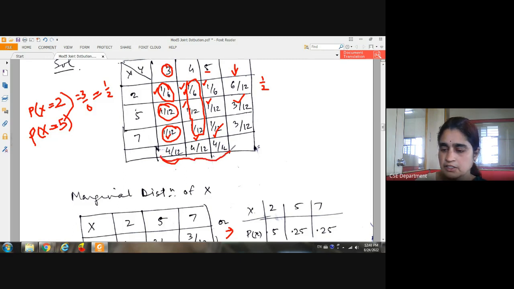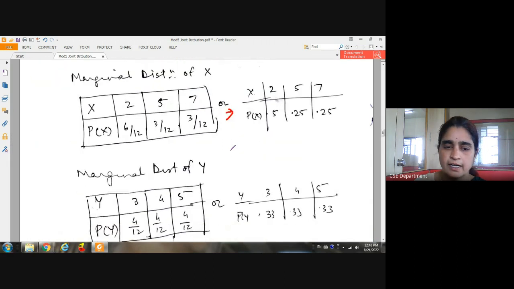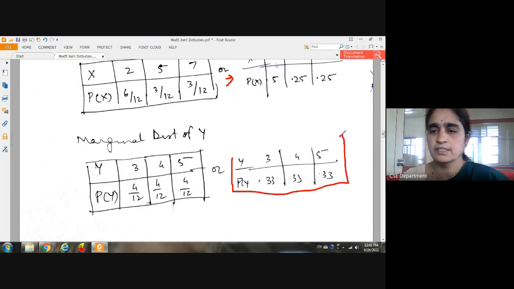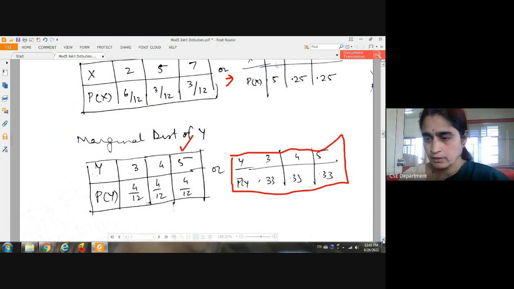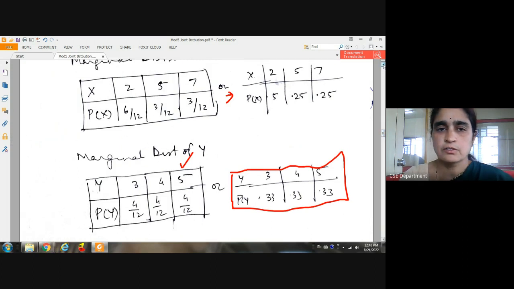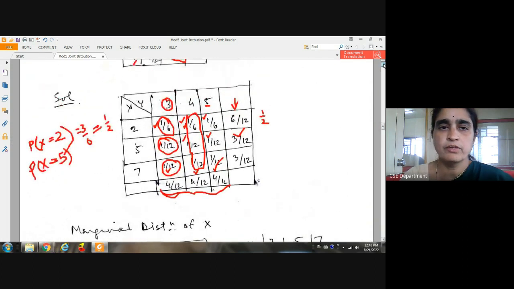Don't leave it in the margin. Make a new table and write it like this. Marginal distribution of y is like this. Y can take values 3, 4, 5 with what probabilities? You can write it neatly in the decimal form, because if you leave it like this also, it is perfectly correct. So this is the marginal distribution of x and marginal distribution of y. So the first part of the problem we have solved.